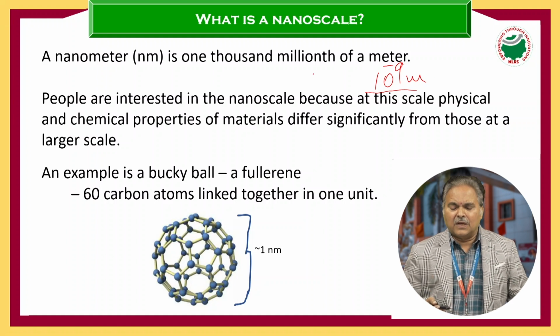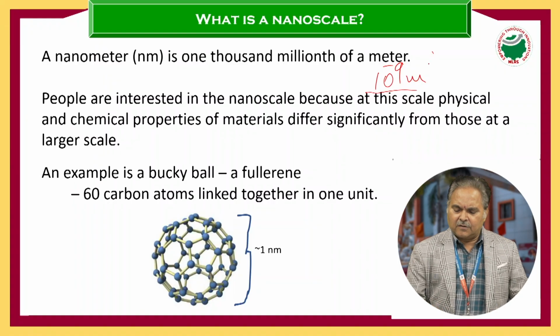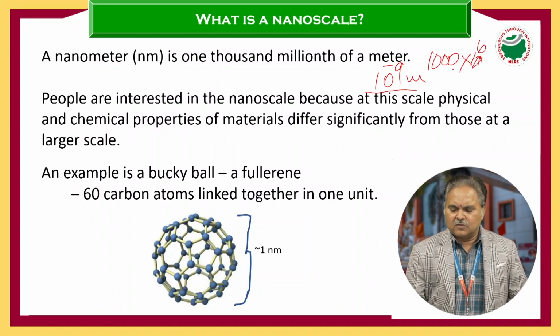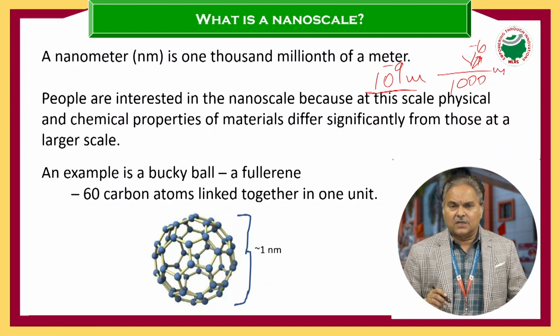So it is a thousand-millionth of a meter. That is, 10 to the power of 6 by 1000, a millionth, giving totally 10 to the power of minus 9 meters. That is the constant value of the nanometer, which is the scale.